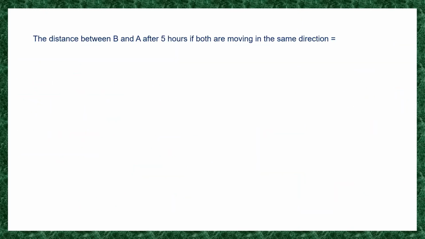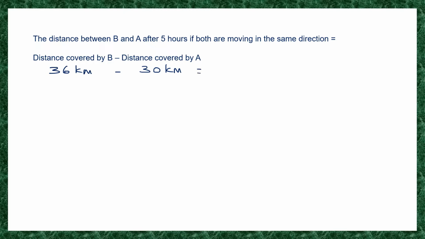Now the distance between B and A after 5 hours, if both are moving in the same direction, we find it out by subtracting this. So the distance covered by B is 36 kilometers and the distance covered by A is 30 kilometers. When we subtract the two, we find out. So now this is 36 minus 30 is 6 kilometers. So we know that B is ahead of A, and now we know that B is ahead of A by 6 kilometers. So B will be ahead of A by 6 kilometers. So this is the second part of our answer. Let's go on to the next question.